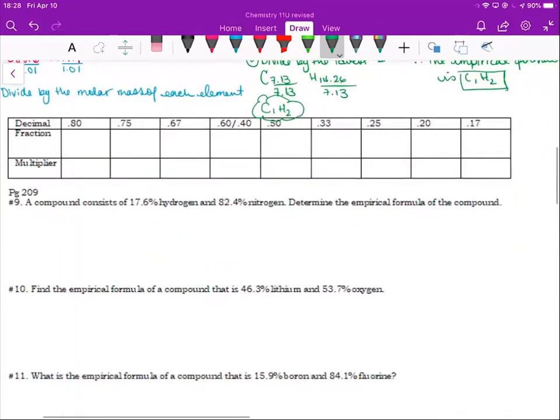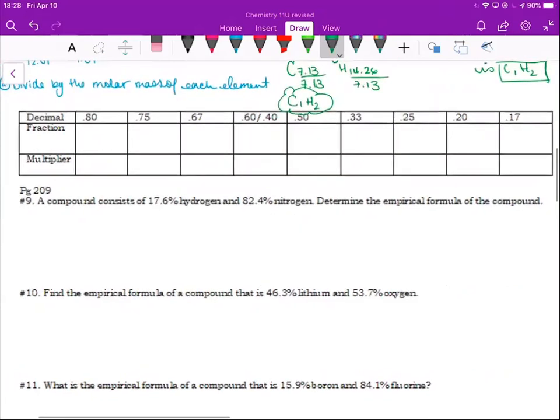So most of these numbers are uncommon. Most of the time you're going to see something like 0.5. So 0.5 would obviously be 1 over 2, and you're going to multiply everything by 2. You might see 0.33. That's 1/3, and so you multiply everything by 3. 0.25 is a quarter, and so you multiply everything by 4. And 0.2 is a fifth, you multiply everything by 5. Can you guess what 0.17 is? That's a sixth. Multiply everything by 6.